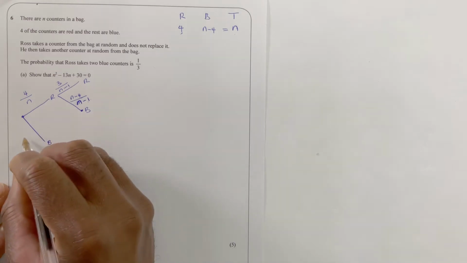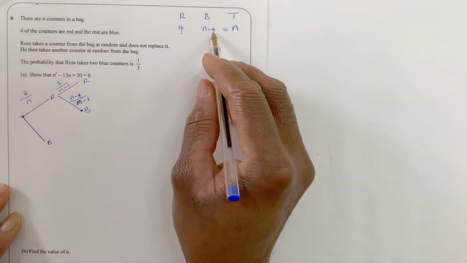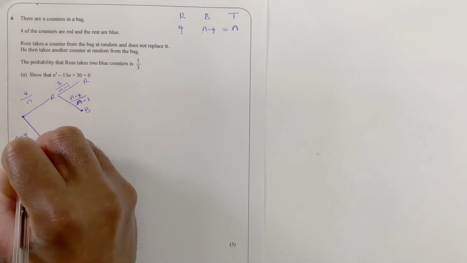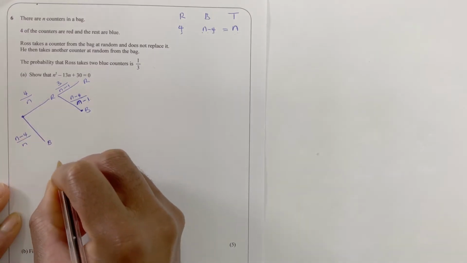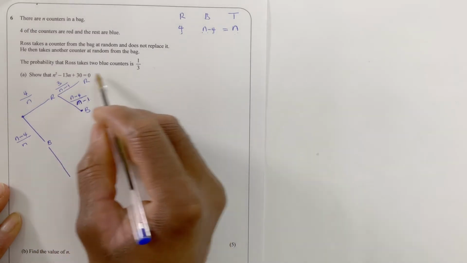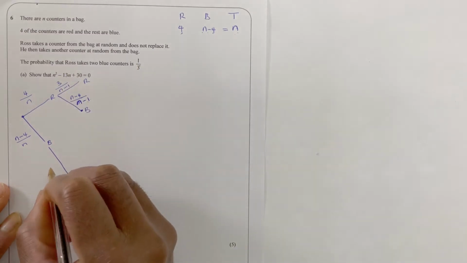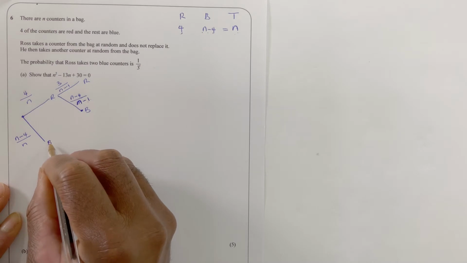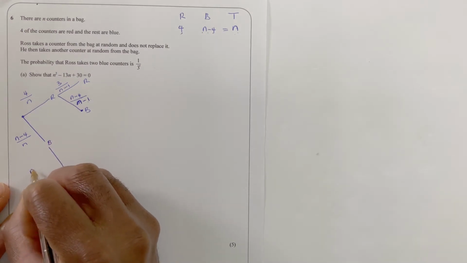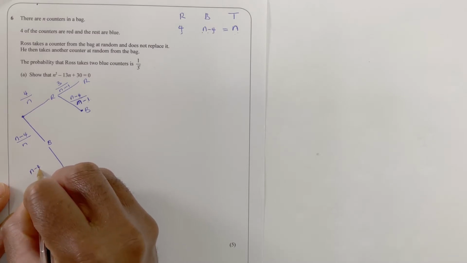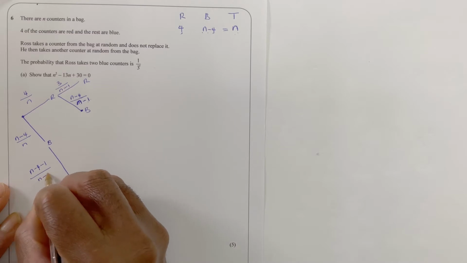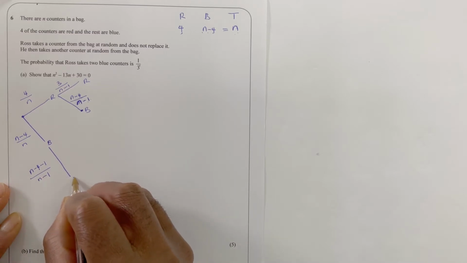What happens if you take a blue out first? Because blue is n minus 4, it's going to be n minus 4 over n. What happens if you take another blue out, which is what the question wants? Because you're already taking 1 blue out, now you're going to have n minus 4 minus 1 over n minus 1. So that will be the second blue.